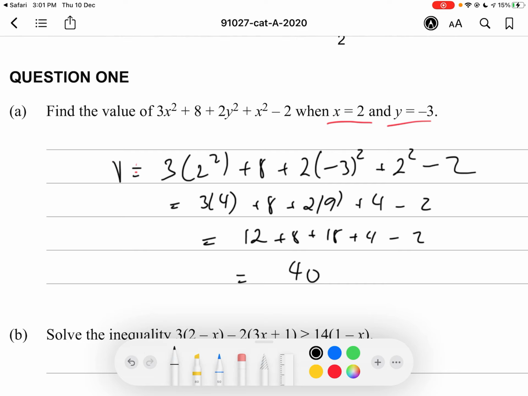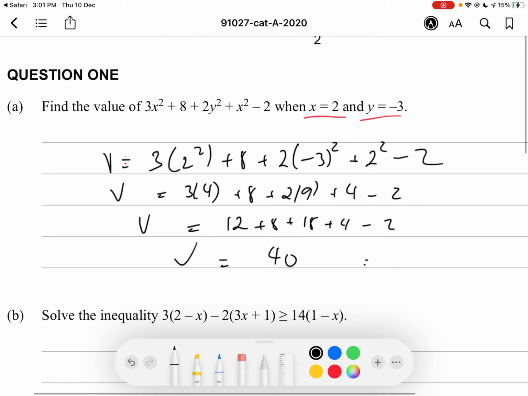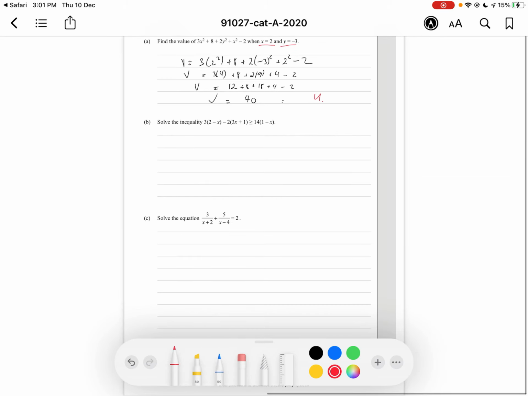So we'll just call the value v. So v equals 40. Okay, that's our final answer for this question. This should just be an achieved question.